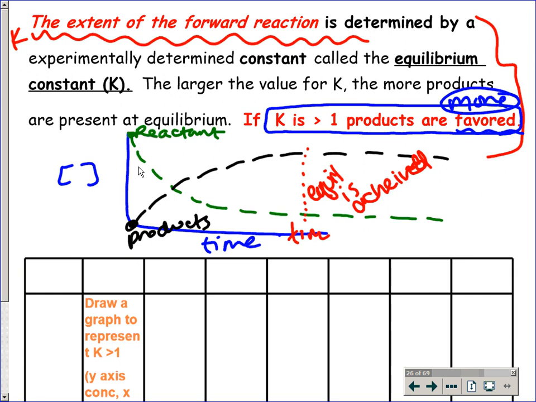Okay, so at the point where the slopes are the same, that means the rates are constant. And who did I show at the top? Who did I show in higher concentration? Products, which should be indicating K is greater than 1. So it should be products being greater. All right, you draw the same thing, but draw for K less than 1. Draw a very similar graph, but with K less than 1, meaning the reactants are favored, meaning the reactants are in higher quantity.